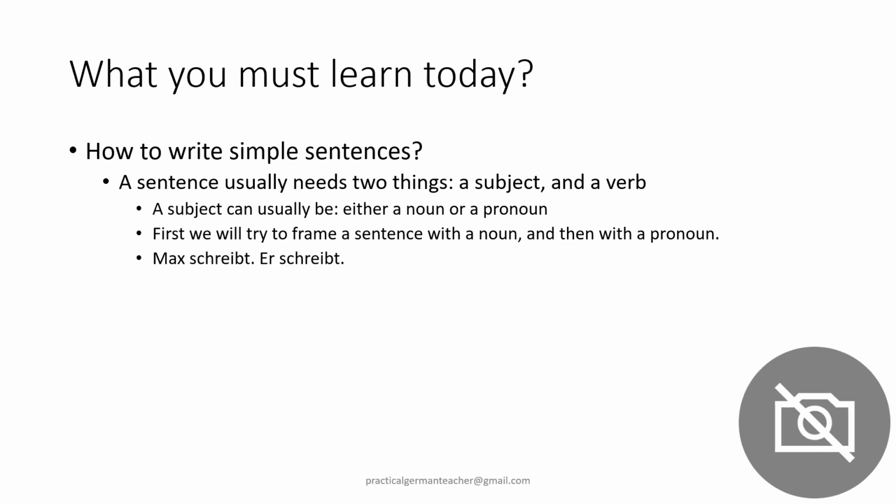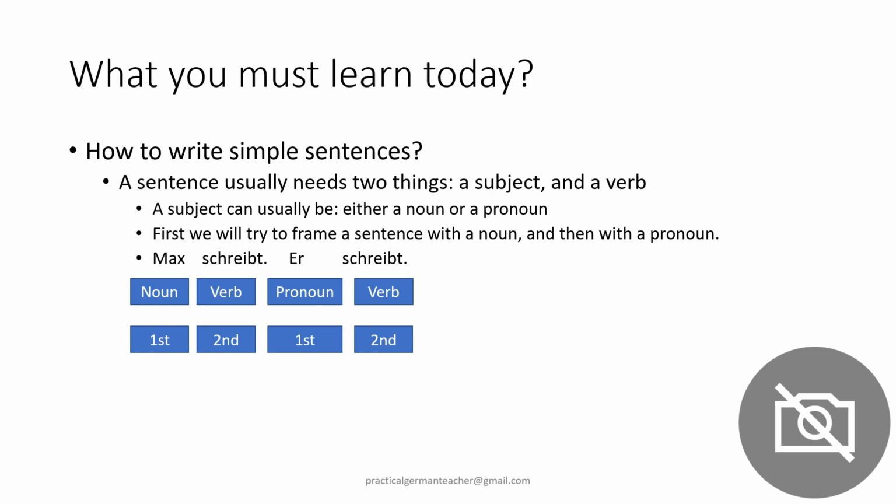Max schreibt is a complete sentence if you ask me. Here, Max is the noun, schreibt is the verb. I assume that Max is a man or a boy, so the correct German pronoun for him will be er. Usually, in a sentence, the verb comes at the second position, and the noun or the pronoun come either before or after the verb. Here, they are before the verb, so they take the first position in these two sentences.